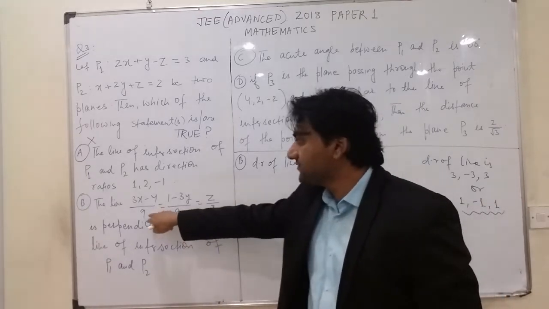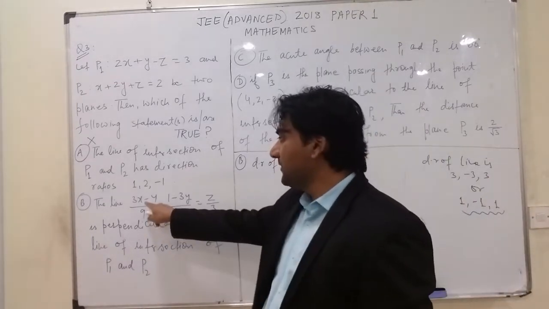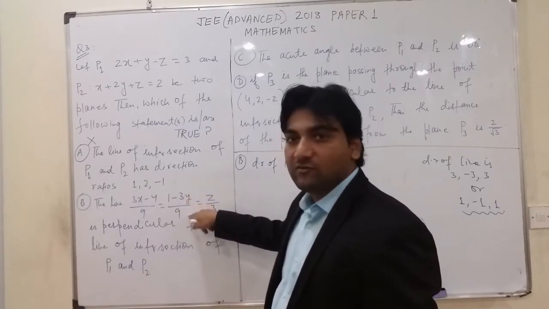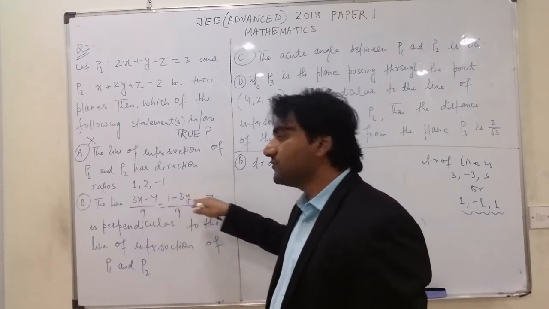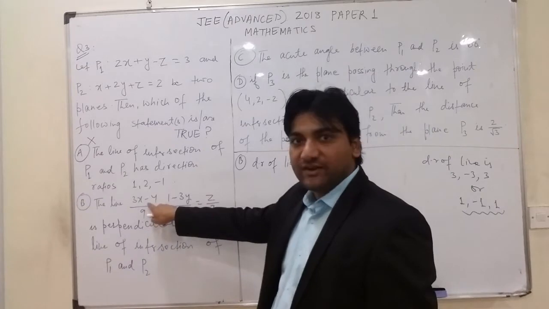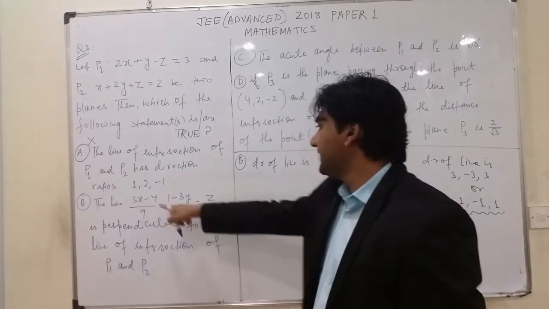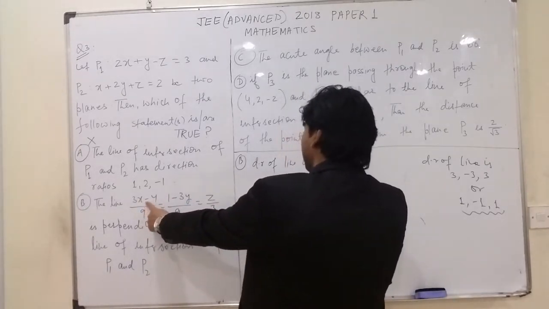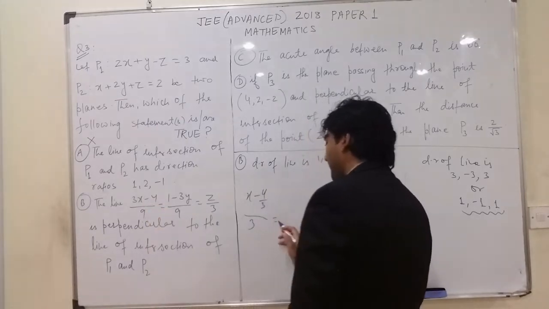So first of all we have to write this line in a standard form. The standard form means it should be in x minus x1 over a equals y minus y1 over b equals z minus z1 over c. I mean the x coefficient, y coefficient and z coefficient must be 1. So here the x coefficient is 3, so divide numerator and denominator by 3. So what will you have? This is 3x minus 4 over 3, it means this is x minus 4 over 3 over 3.